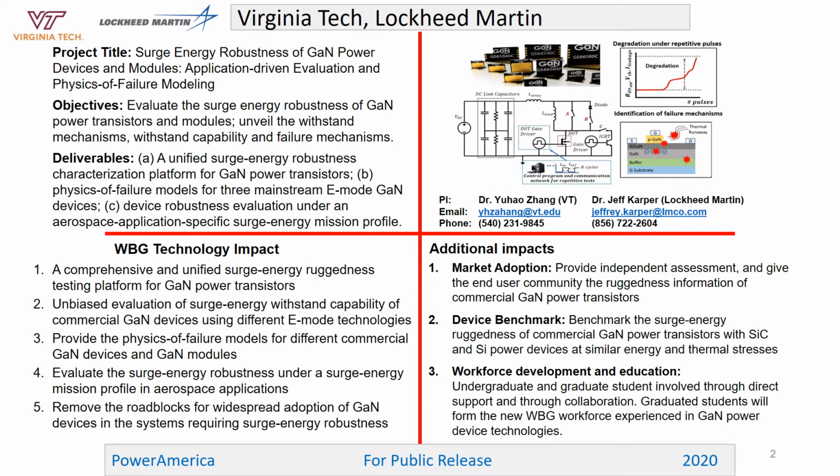Okay, this is a quick review of our project. The objective is to evaluate the surge energy robustness of the GaN power devices, and specifically to understand the withstand physics and the failure and degradation mechanisms. We're going to test the devices under three different test methodologies: the single event test, the repetitive event test, and the test under the mission profile, which will be the aerospace application specific mission profile. In the talk today, I will focus on our results on the single event test.